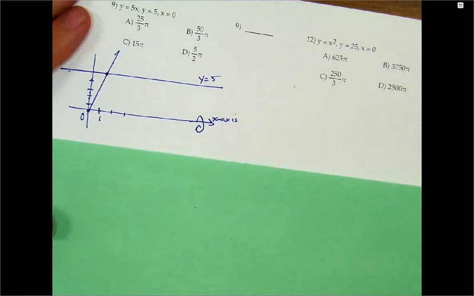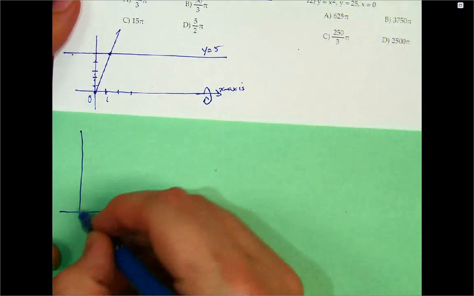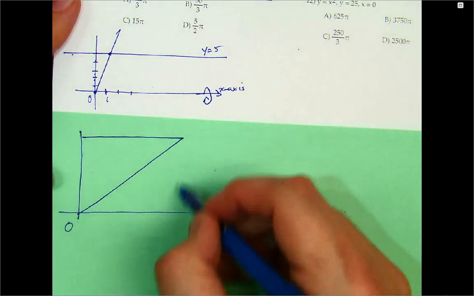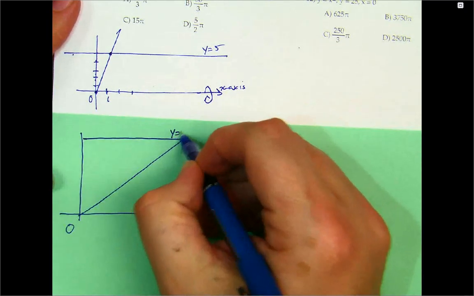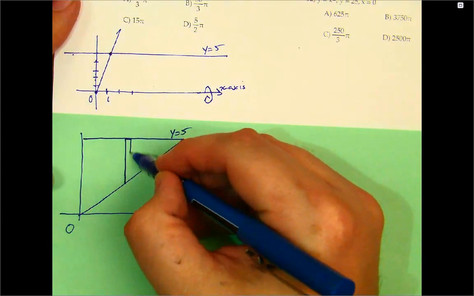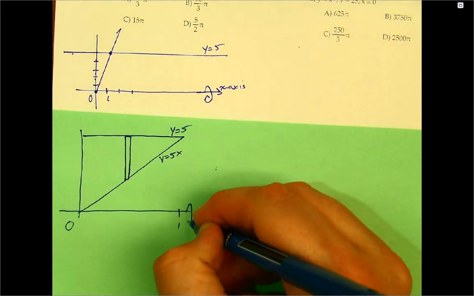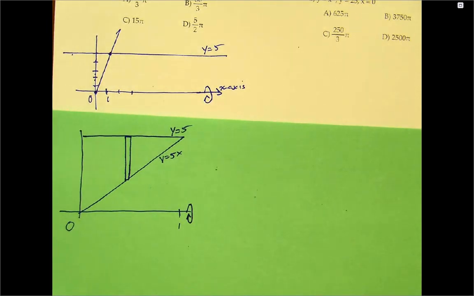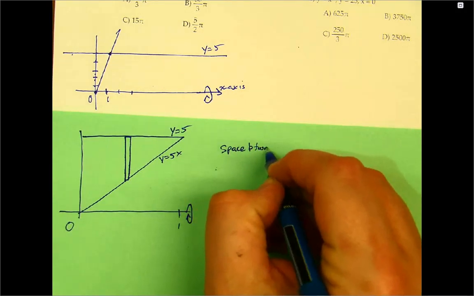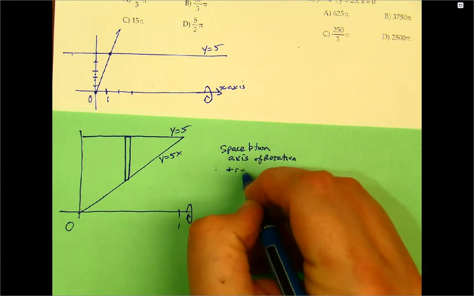All right, so I'm going from 0 to 1, and if I draw this a little bit bigger to make it easier on us, that's from 0, that's to 1, that's y equals 5, this is y equals 5x. Here's my representative rectangle. Now, since we're rotating around the x-axis, we ask ourselves, is there space between the axis and the rectangle? There's space between the axis of rotation and the rectangle, and that space is over here.